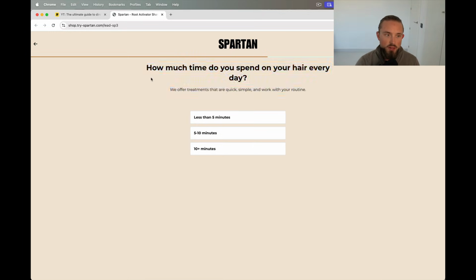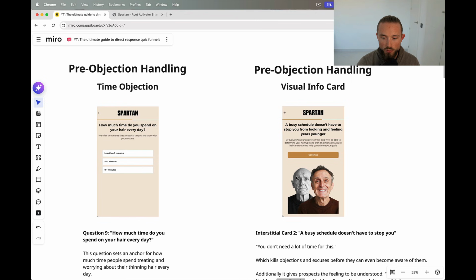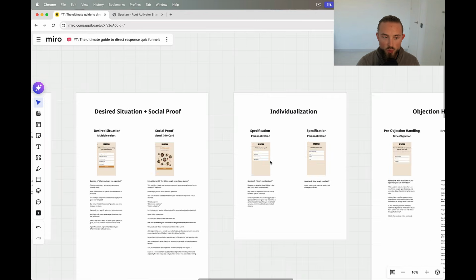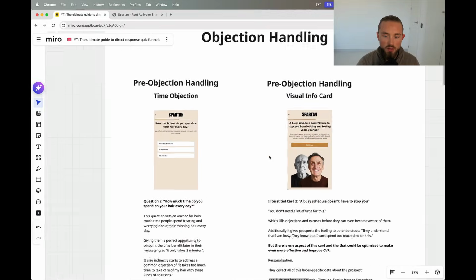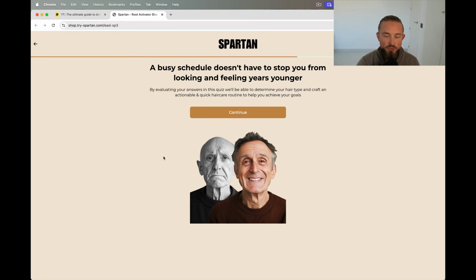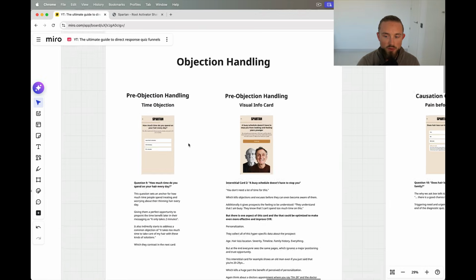The first question is just a pre-objection handling question. Let me just put 5 to 10 minutes. And then we again give them an info card. This is a bit similar to what we did before: we ask them a question, we give them an info card. Here, for example, we ask them how much time, and then we say, hey, a busy schedule doesn't have to stop you from looking and feeling years younger. Then let me just go on to the next one.